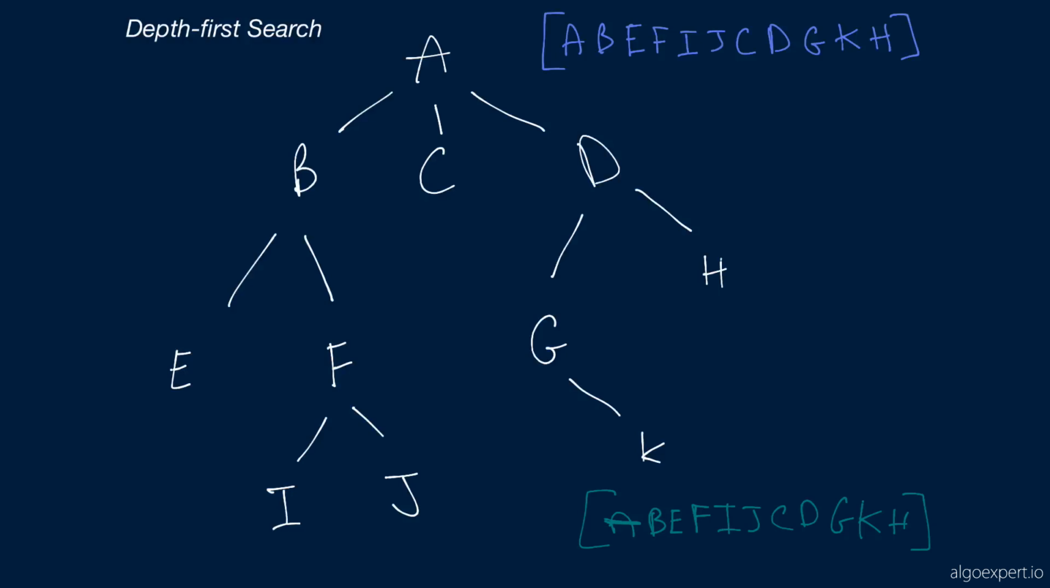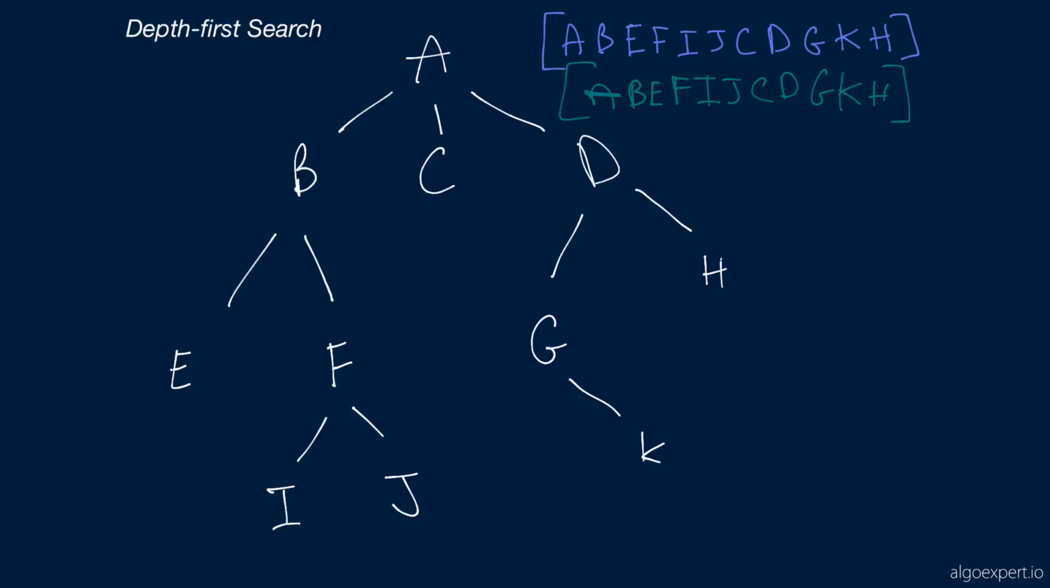and we're done. So you'll notice that if we grab this array and compare it to our starting array, or our solution array at the beginning, they are identical. A, B, E, F, I, J, C, D, G, K, H. And so we have our solution. That's how depth first search works.